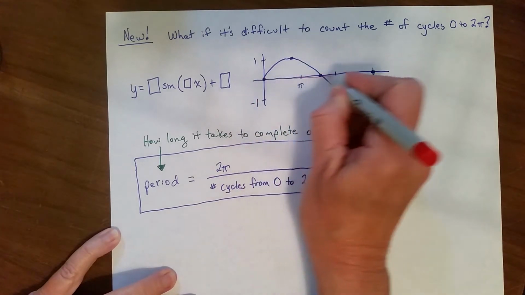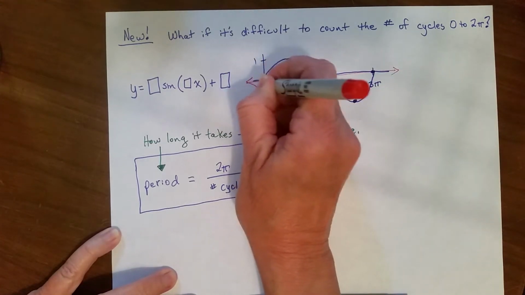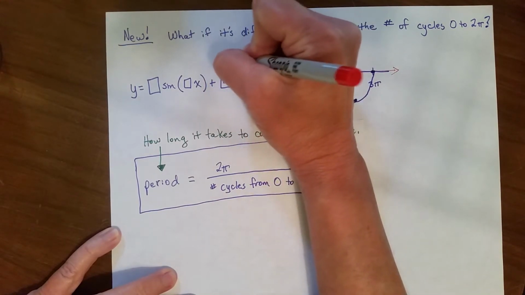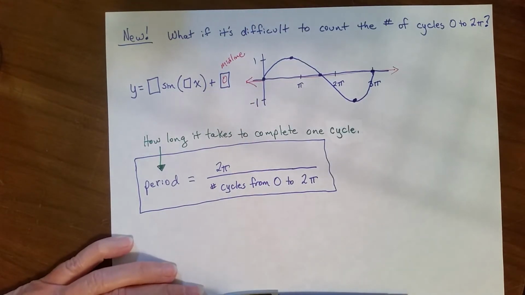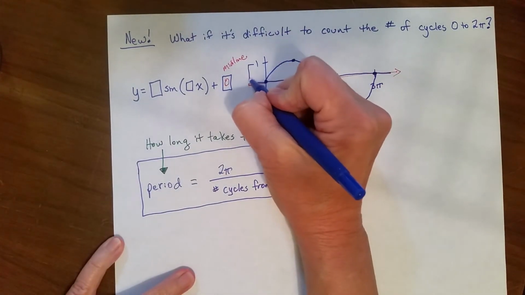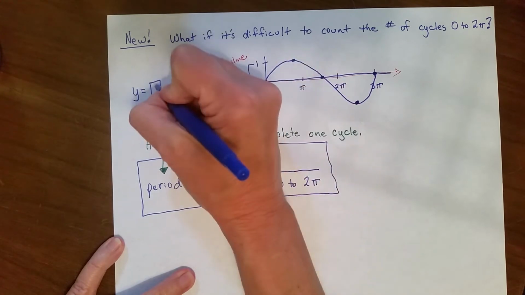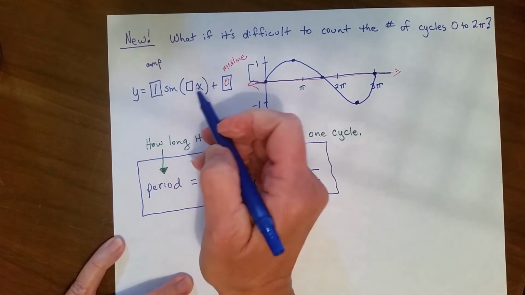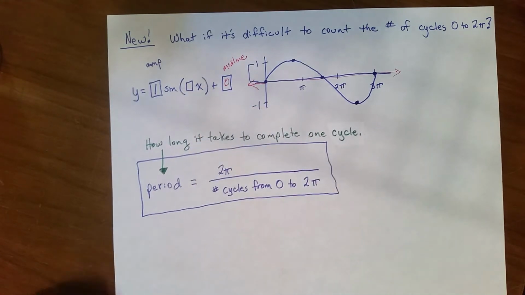So I'm going to start off. I know I have a midline of this thing at 0. So that's my midline. I know I have an amp of 1 because that goes from here to here. So I have an amp of 1. And then here, the number of cycles.